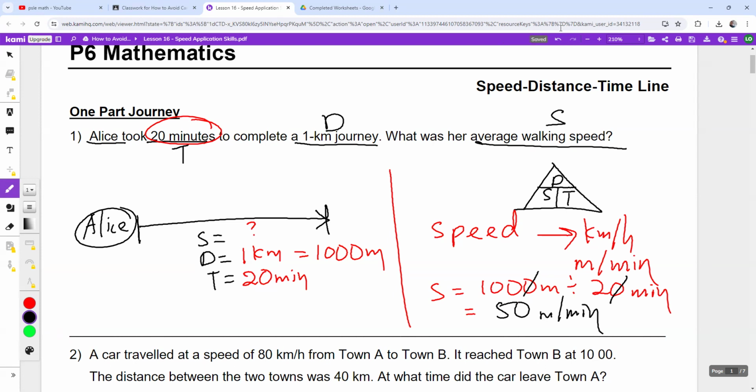So what is Alice's walking speed? Alice's walking speed is 50 meters per minute. And that's how you solve the problem. This is called a one-part journey. The model is a simple model to draw, and it's just one part.